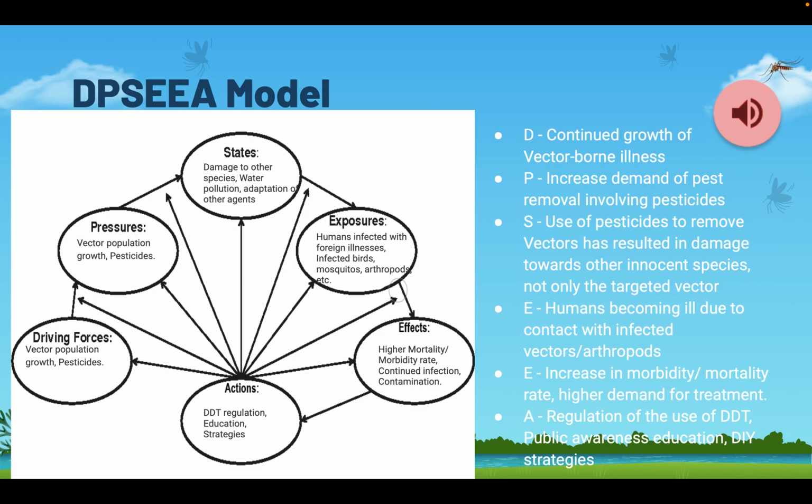So the actions that were put into place were DDT regulation for the societal factors. DDT regulation was put into place to prevent any damage to neighboring species or innocent species, and instead DDT was regulated to be used only in a household. Education and strategies were implemented for the environmental aspect. So education about how to possibly get rid of any breeding grounds at home for mosquitoes or vectors were implemented. And in turn, the public is educated more on how to prevent themselves from getting sick.